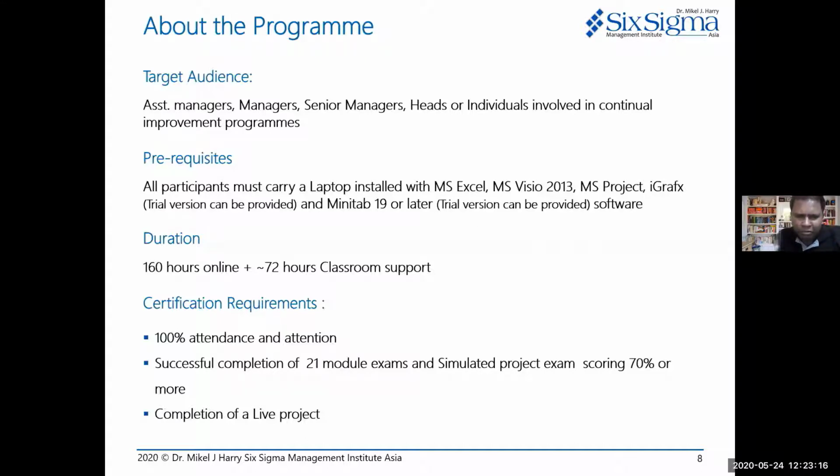As you know, the online coursework is 160 hours for a black belt and 80 hours for a green belt program. In the free support sessions we're going to conduct, we are planning to have 18 sessions, 4 hours each. So 72 hours of support sessions is what we are planning.